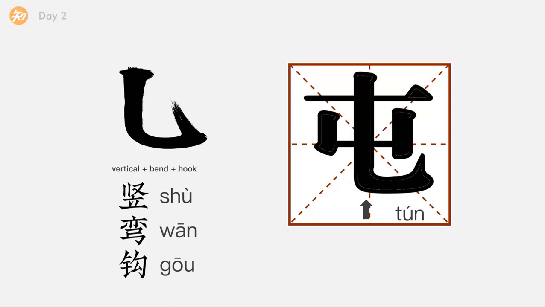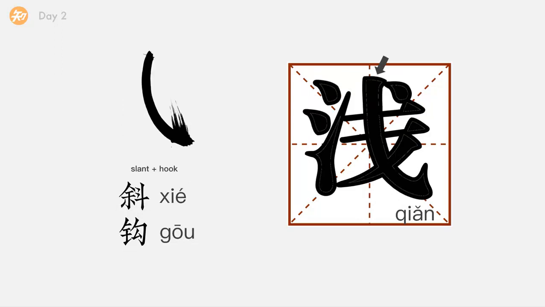Now, read after me. 竖弯钩. One more time. 竖弯钩. Now, we are looking at another stroke which looks like the previous one, but there is no bend in it. Instead, we see a slant. So it's a combination of slant and hook. It's called 斜钩. Read after me. 斜钩. One more time. 斜钩.